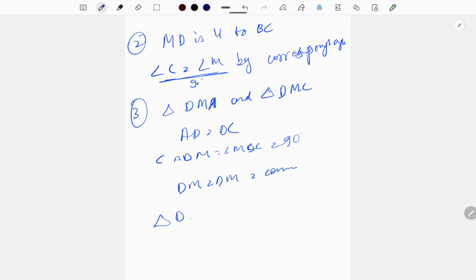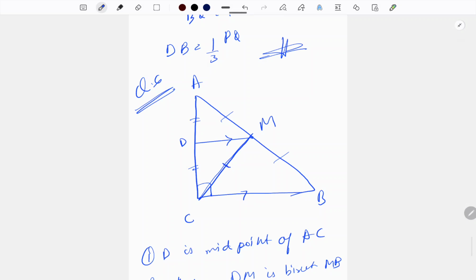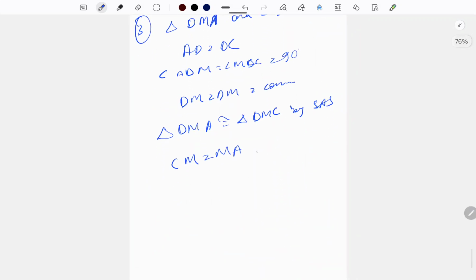Therefore triangle DMA is congruent to triangle DMC by SAS, and therefore CM is equal to MA. Okay, this also we have proven. Now it is saying half of AB. So yes, M bisects AB into equal halves, and therefore CM is half of AB, hence proved.